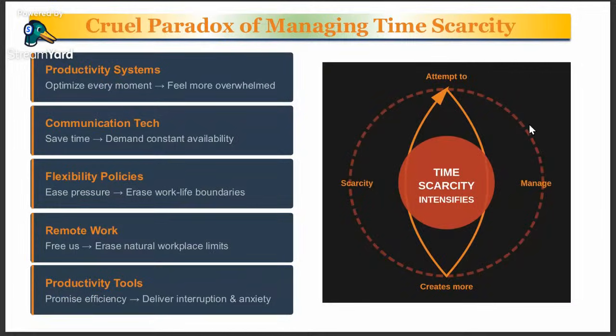Let us come to the conclusions. Three more slides. What is the problem? On one side is the abundance of time. We say time is flowing, it's a river. On the other side, time is scarce.